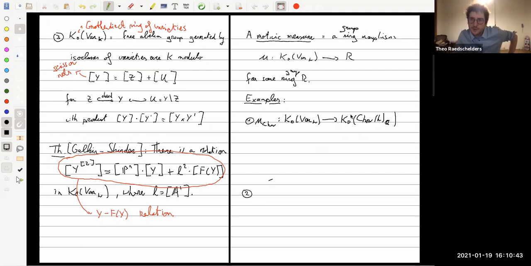And so here, remember, Chow motives, this is just a Q-linear idempotent complete category. It's not abelian or anything. So here, I'm really just taking the additive K0. So I'm just imposing that the class of the sum of two Chow motives is the sum of the corresponding classes. So if you haven't seen this kind of stuff before, it might look a bit funny.